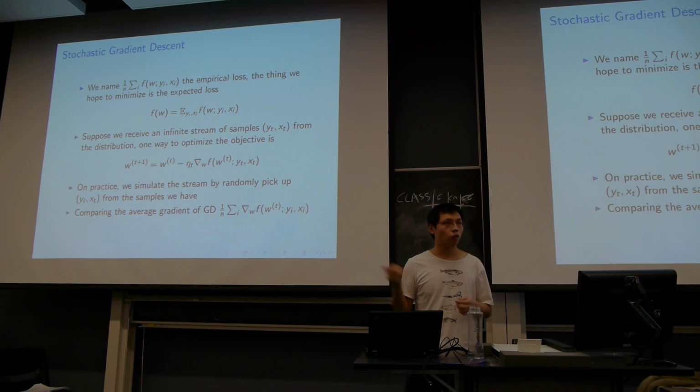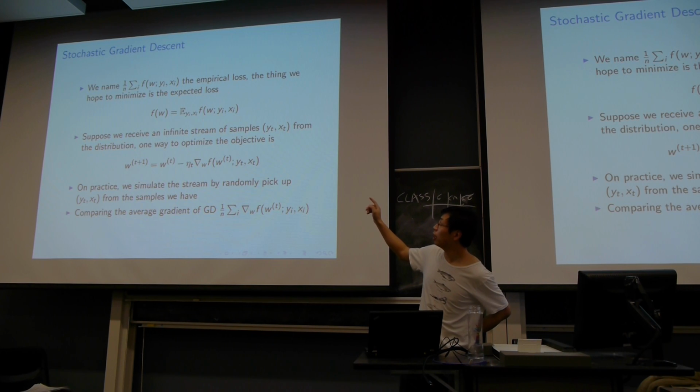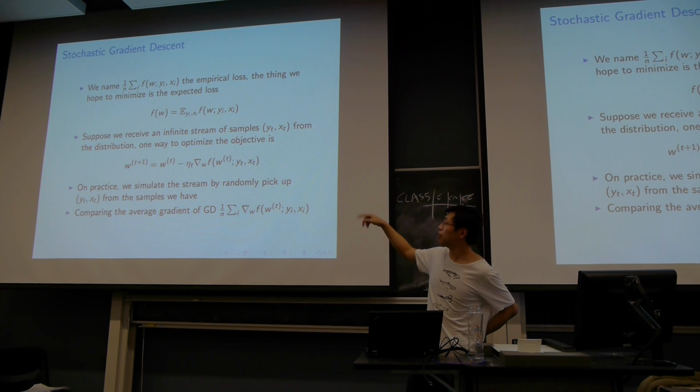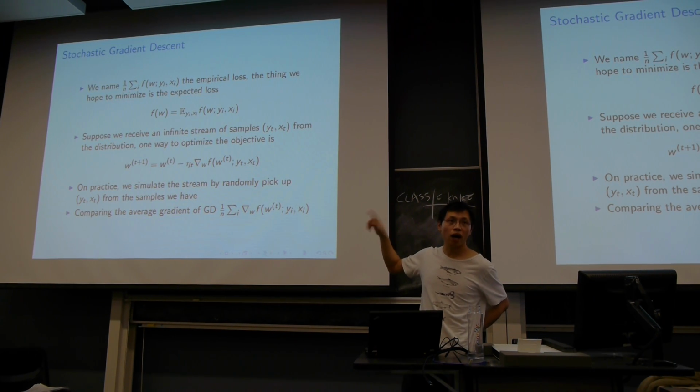Actually, a better way, if we know the distribution of the data, is that we can get a better estimate of f. We just take an expectation of f based on yi and xi.